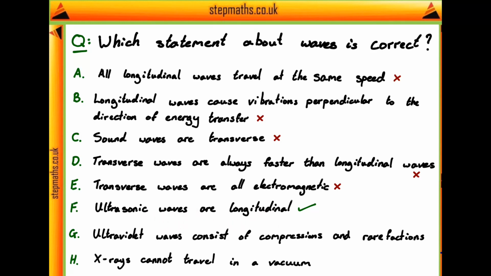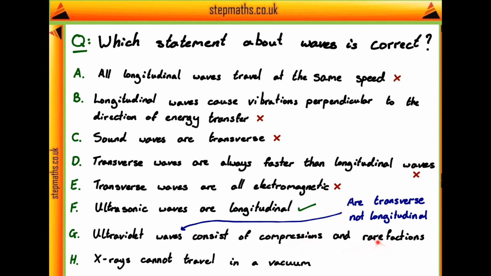Now, just for the sake of completion in this answer video, we can go through the remaining two statements, which are that ultraviolet waves consist of compressions and rarefactions. Well, this might look a bit confusing first of all if you've not heard this word rarefactions before, but let's just think about what ultraviolet waves actually are. We know that they're transverse waves, not longitudinal waves. Ultraviolet waves are just another form of light, which we know are transverse. So these are transverse waves.